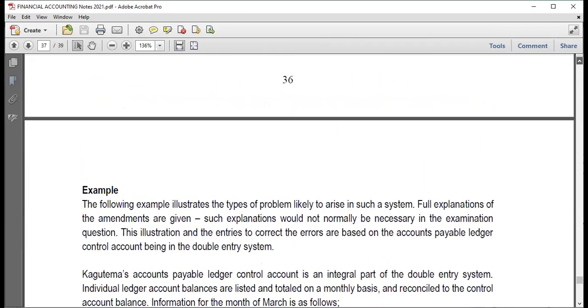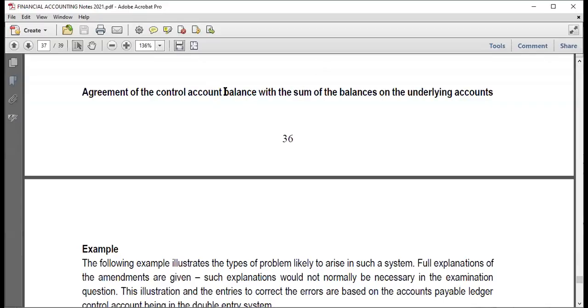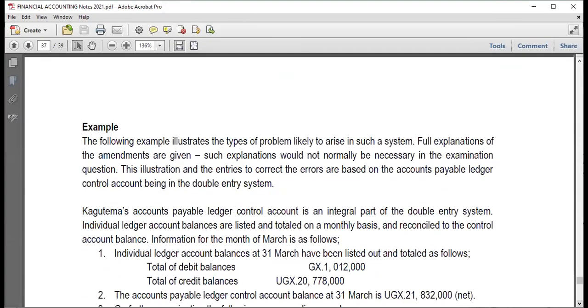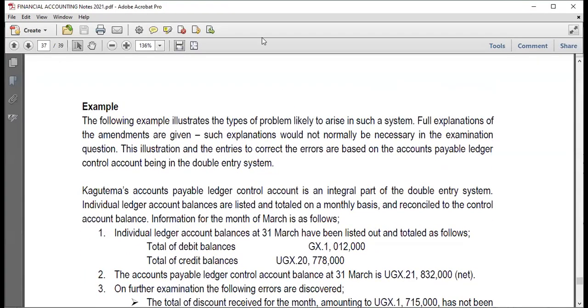So we have another example here. This is the example that helps us make an agreement of the control account balances with the sum of balances on the underlying accounts. We have an example here which says that the following example illustrates the types of problem likely to arise in such a system. Of course, full explanations of the amendments are given. Such explanations would normally be necessary in the examination question.